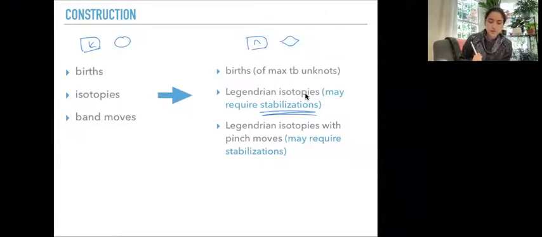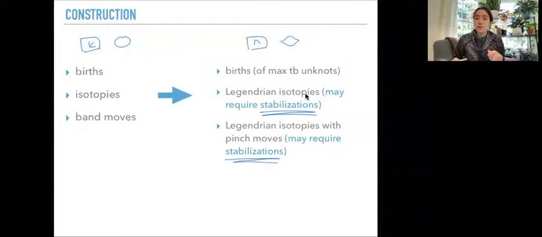And then finally for band moves, basically the way you get band moves is by doing a series of Legendrian isotopies with then a pinch move. So each band move is going to require one pinch move and possibly a bunch of Legendrian isotopies. And those Legendrian isotopies may again mean that you had to have some stabilizations in there.